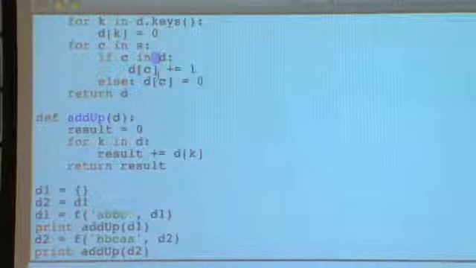So that means that in my dictionary, I have 3 keys, A, B, and C, and they have values 0, 1, and 0, respectively. So add up is going to return 1, right? And same process for all of these.